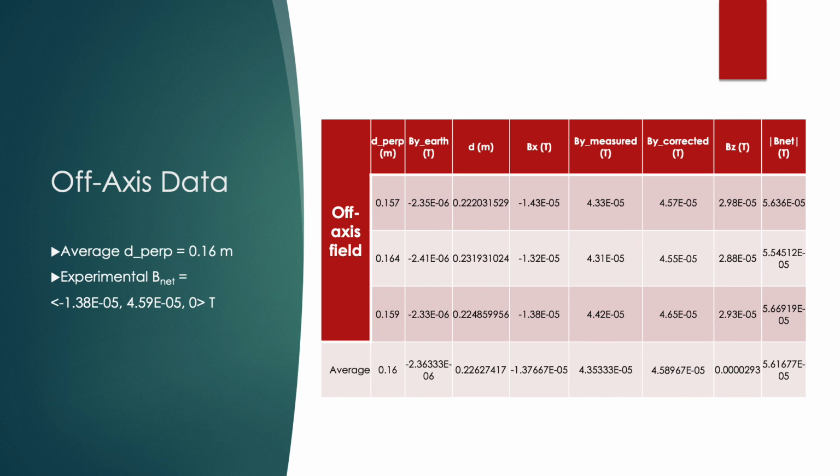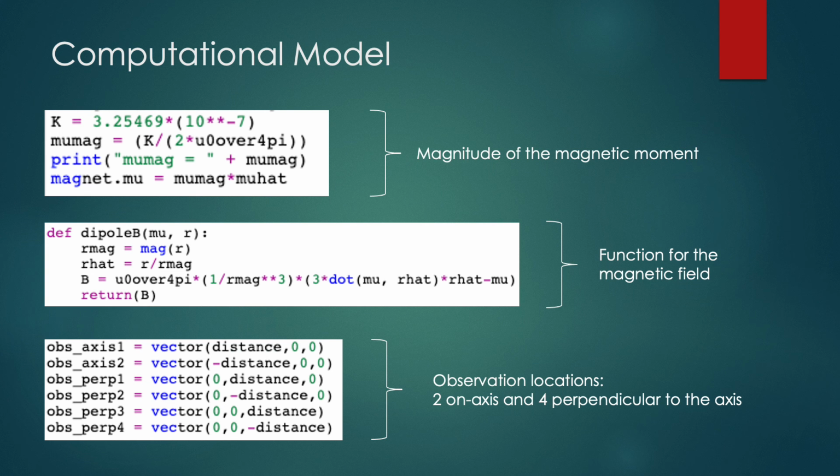Here's the data I collected off-axis at a 45-degree angle with the horizontal. Here I had to correct the y component by subtracting the magnitude of the Earth's magnetic field. I found the average perpendicular distance from the magnet to the cross-section of the rulers was 0.16 meters. I also found that the average magnitude of the net magnetic field was 5.62 times 10 to the negative 5th Tesla.